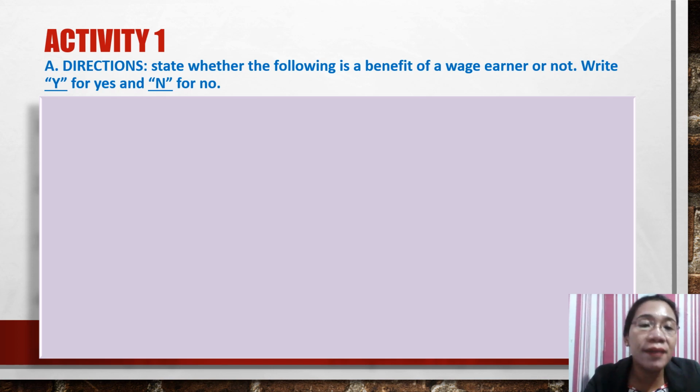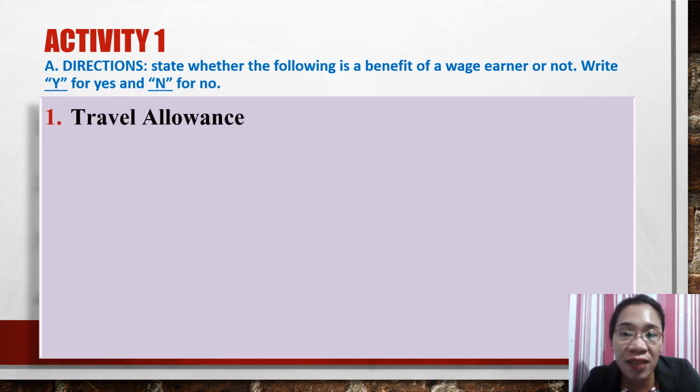You are now in Activity 1. Simple lang naman siya. Directions: state whether the following is a benefit of a wage earner or not. I want you to write in the yellow pad Y for yes and N for no. So, number 1, travel allowance. Is it a benefit of a wage earner or not?